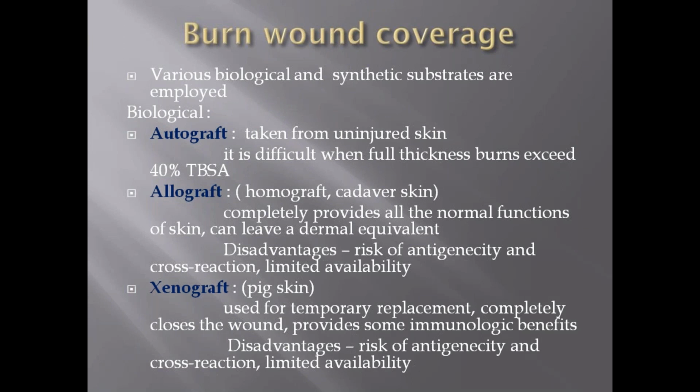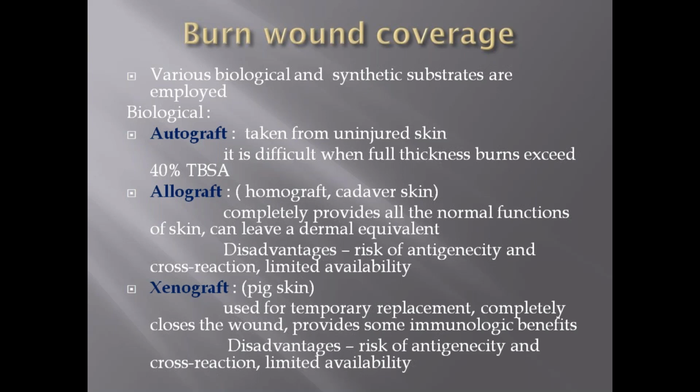So, we have already previously seen the burn dressings. So, what are the surgeries done to the burn wound, and later how is the burn wound covered? We know any ulcer or wound which is a raw area and ready for grafting, we usually use split skin graft. If split skin graft is not possible, then flaps are used. Various biological and synthetic substrates are employed.